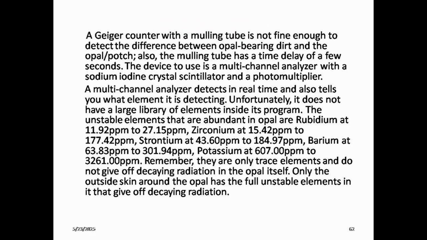A Geiger counter with a Mullard tube is not fine enough to detect the difference between opal-bearing dirt and the opal potch. Also, the tube has a time delay of a few seconds. The device to use is a multi-channel analyzer with a sodium iodide crystal scintillator and a photomultiplier. A multi-channel analyzer detects in real time and also tells you what element it is detecting. Unfortunately, it does not have a large library of elements inside its program.